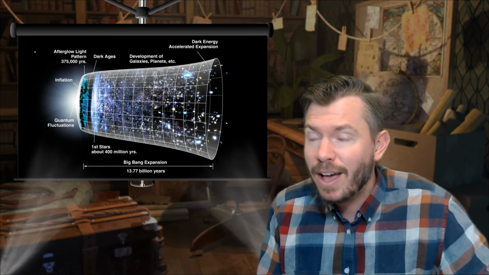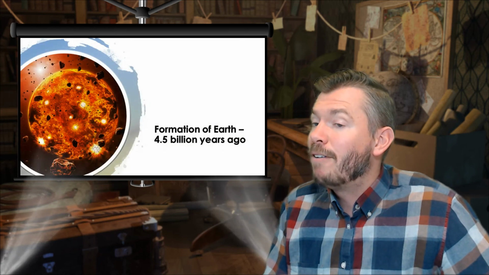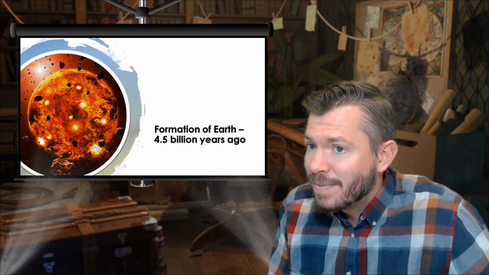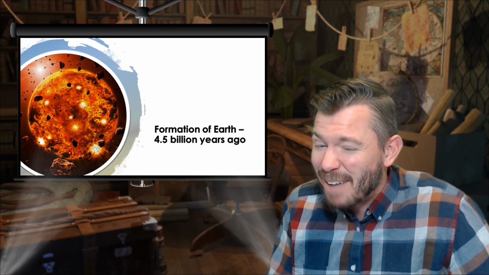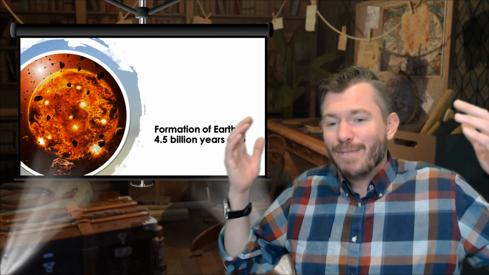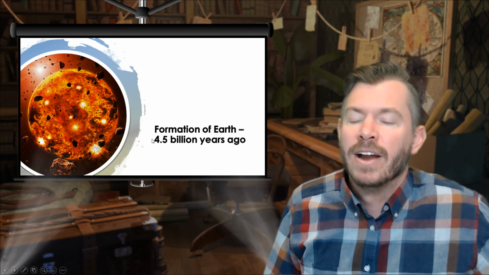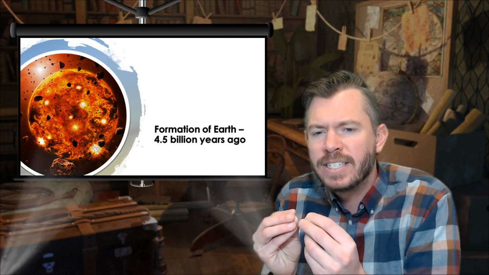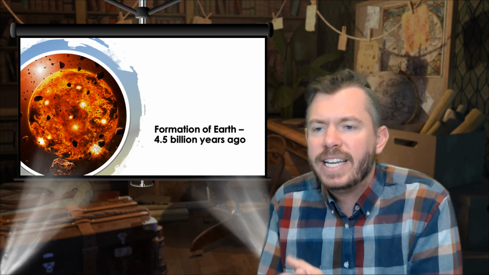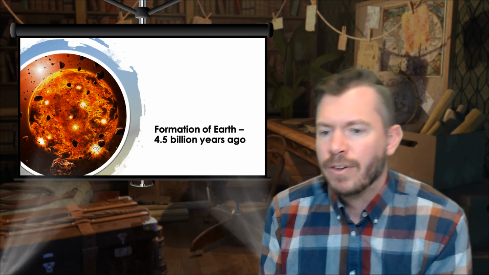100 million years later, we get our first stars. And about 4.5 billion years ago, so what was that? About 9 billion years after the universe started, we get the formation of Earth. And we know that, right? We can come up with that date based on rocks, because they have these radioactive elements. We know how quickly those elements decay, and we can work backwards to get to the origin of the Earth.